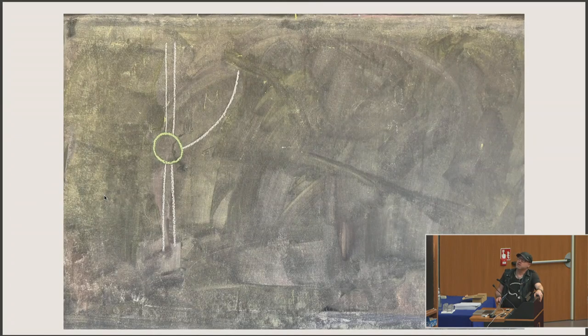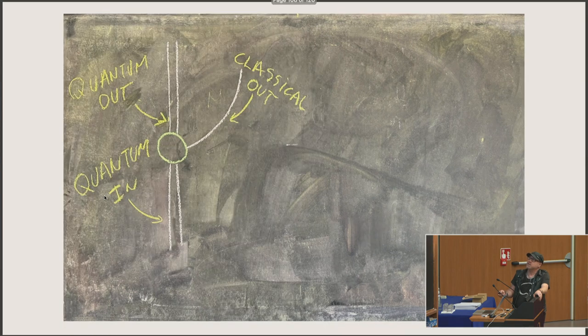Okay. This is a non-demolition measurement. Sometimes you do measurements and then the system still exists, like in our ion trap computers, you can actually do that. You can measure something and the thing is still there. It just collapsed. So this is a measurement with collapse. Let's disentangle it. Here you have quantum in, quantum out, and classical out.